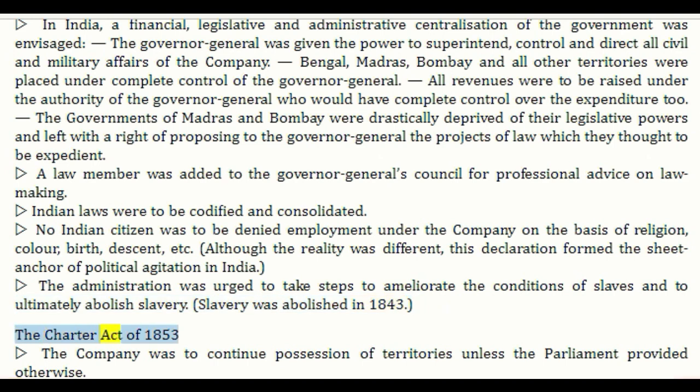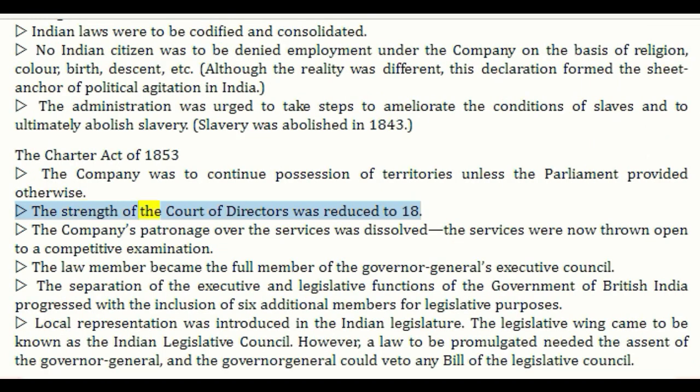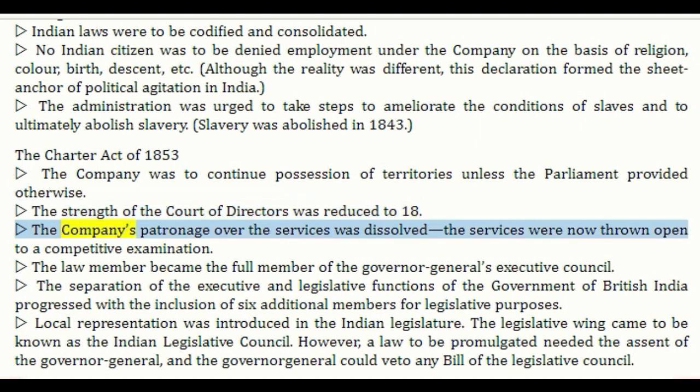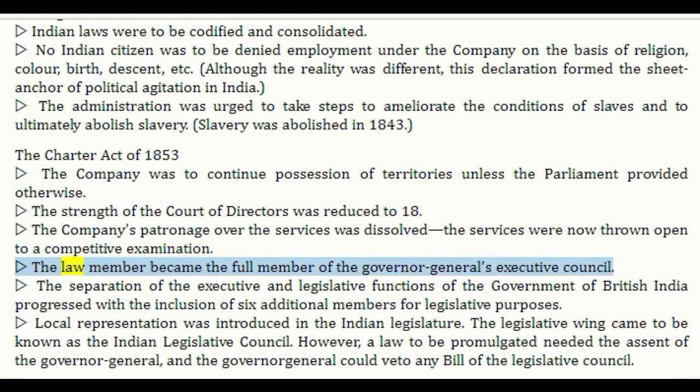The Charter Act of 1853: the company was to continue possession of territories unless the Parliament provided otherwise. The strength of the Court of Directors was reduced to 18. The company's patronage over the services was dissolved. The services were now thrown open to a competitive examination. The law member became the full member of the Governor-General's Executive Council.